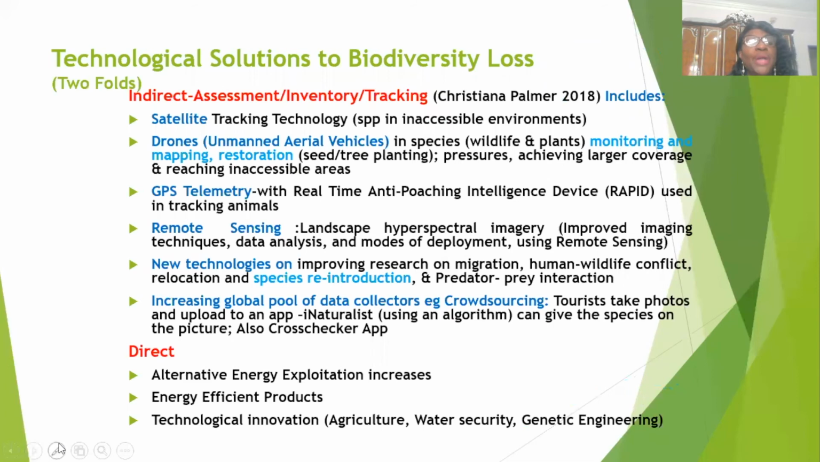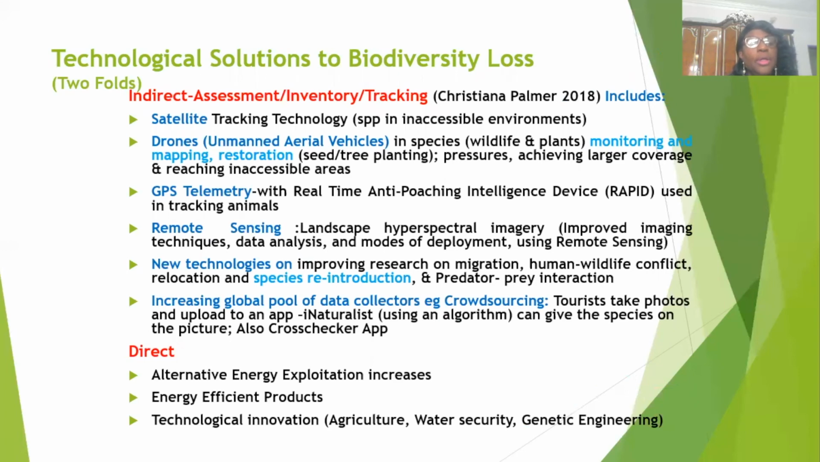Technological solutions to biodiversity loss. This is in two folds, the indirect and the direct. The indirect involves the use of technology in assessment, inventory, and tracking of biodiversity. And this includes satellite tracking technology, use of drones, unmanned aerial vehicles for monitoring, mapping and restoration, GPS telemetry, remote sensing, use of new technologies on species reintroduction, etc. Increasing global pool of data collectors, example, crowdsourcing.